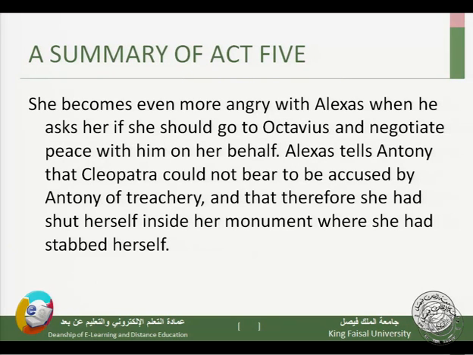Alexis tells Antony that Cleopatra could not bear to be accused by Antony of treachery, of betrayal, and that therefore she had shot herself inside her monument where she had stabbed herself.